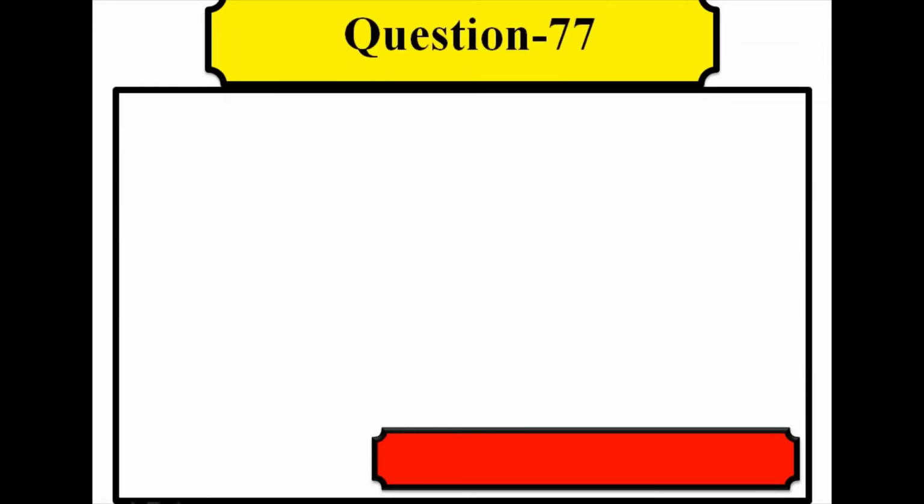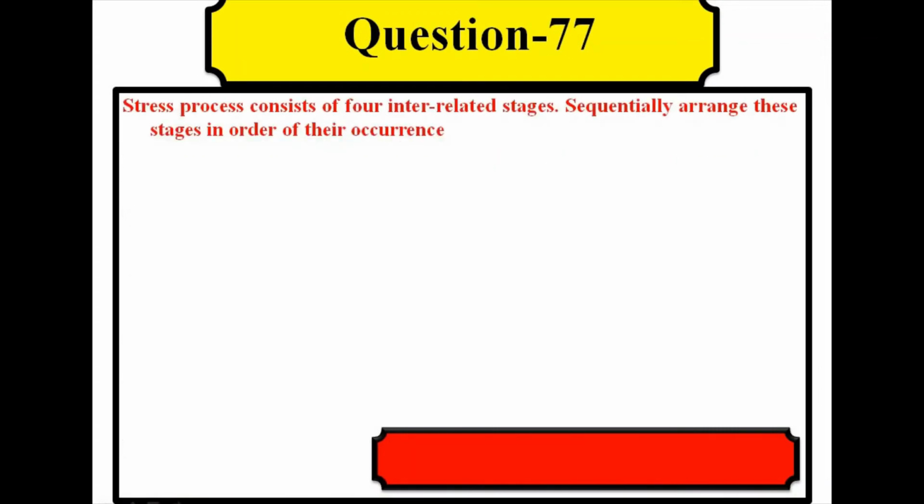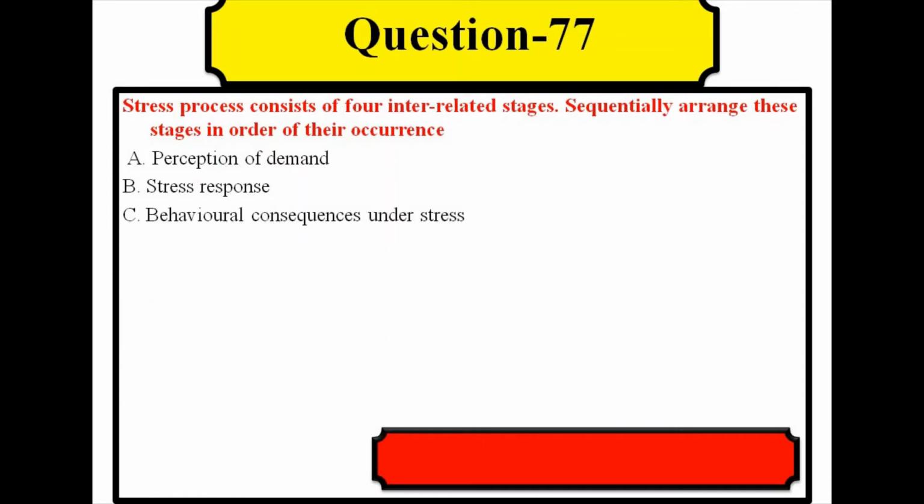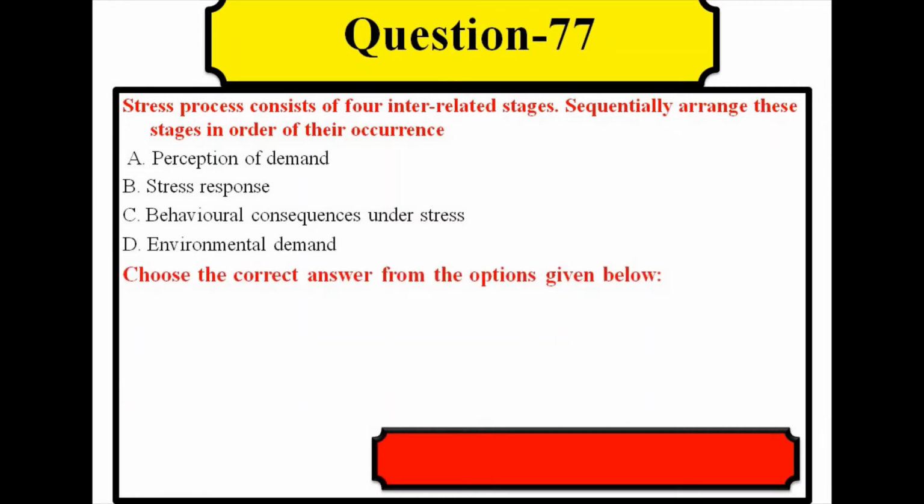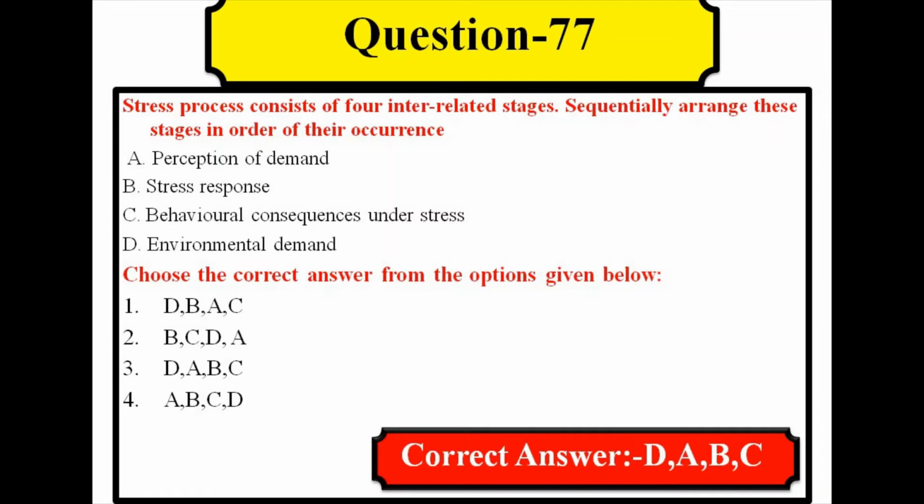Question 77. Stress process consists of 4 interrelated stages. Sequentially arrange these stages in order of their occurrence. A. Perception of demand. B. Stress response. C. Behavioral consequences under stress. D. Environmental demand. Choose the correct answer from the options given below. D, B, A, C. B, C, D, A. D, A, B, C. D, A, B, C. Correct answer: D, A, B, C.